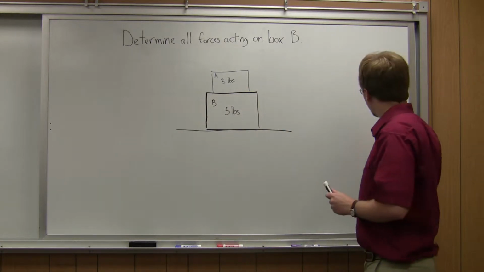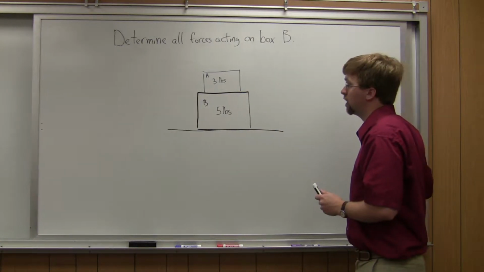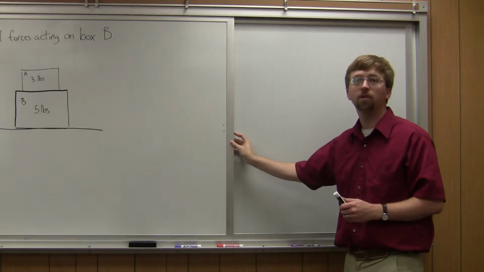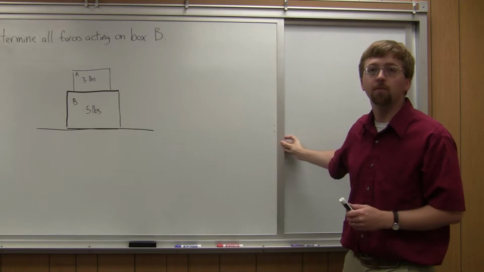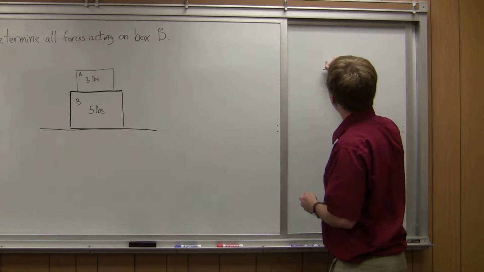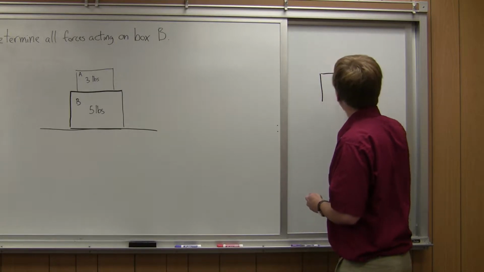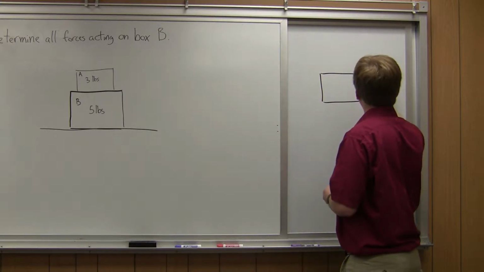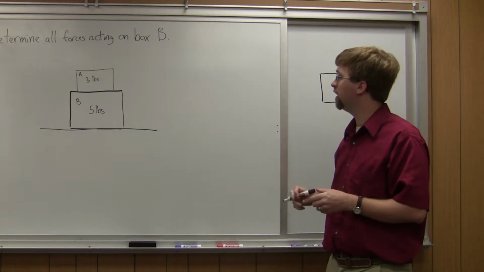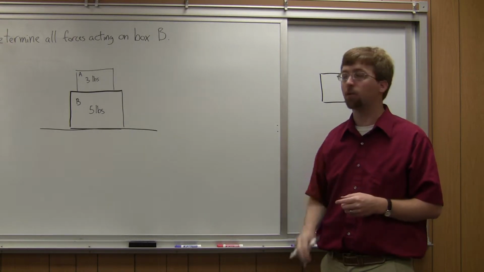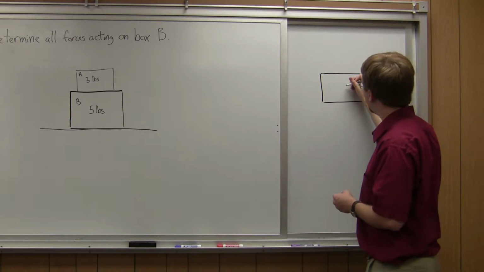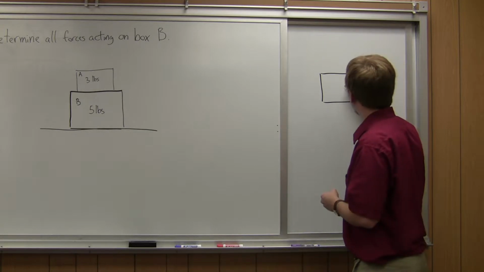So to start out with this analysis, we're going to always start out with a free body diagram. So if I move this box over here, I can draw my free body diagram. So I'm going to have my box B, and I need to determine all the forces acting on this box. So on box B, I'm going to have 3 different forces. So these 3 different forces, I've got a weight. So this box B weighs 5 pounds.